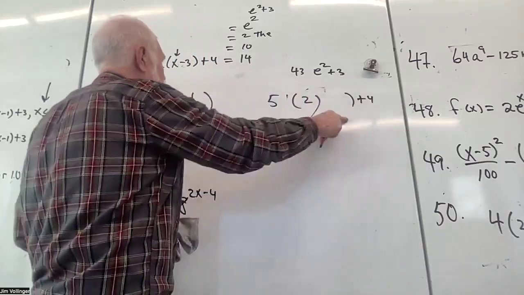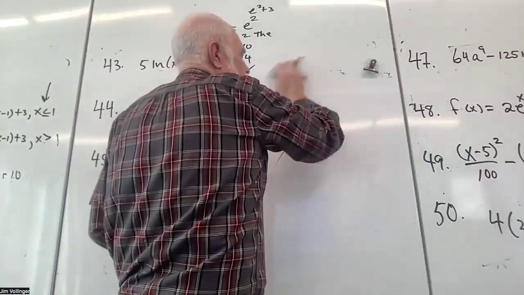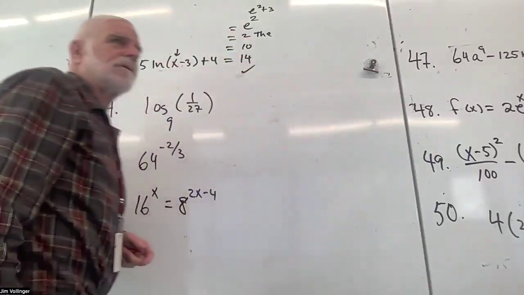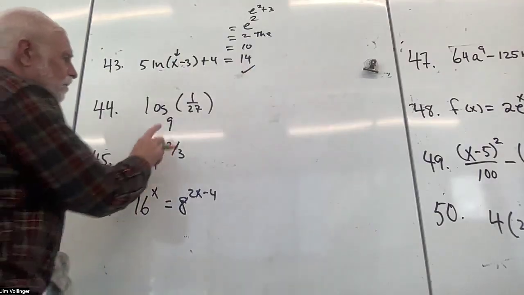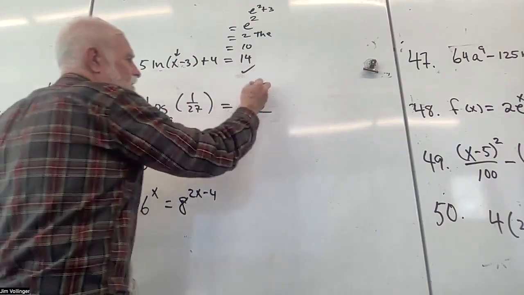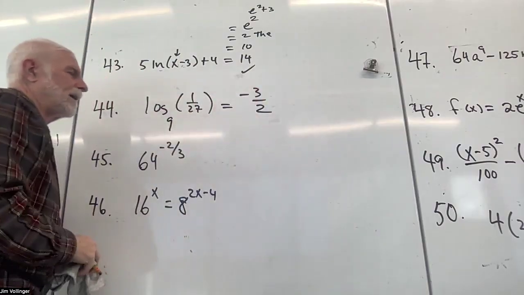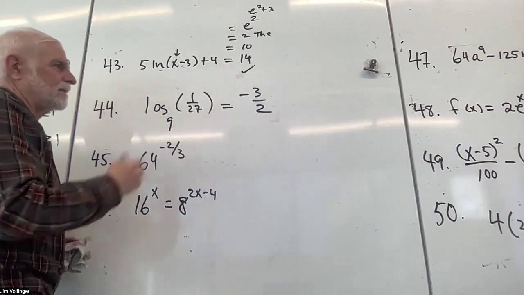5 times 2 is 10, plus 4 is, oh, thank goodness. No careless error there yet. But they're coming. I'm sure those careless errors are coming. So what do I have to do with a 9? I've got to take a square root to make it a 3. I've got to cube it to make it a 27. And in order to put it in the denominator, I need a minus sign. All right, so that's that answer.